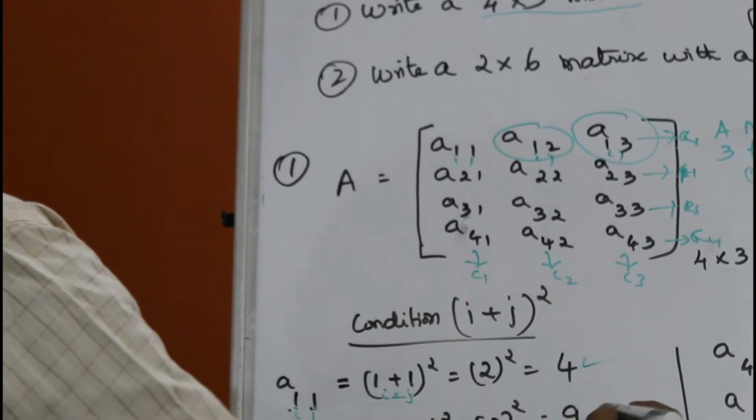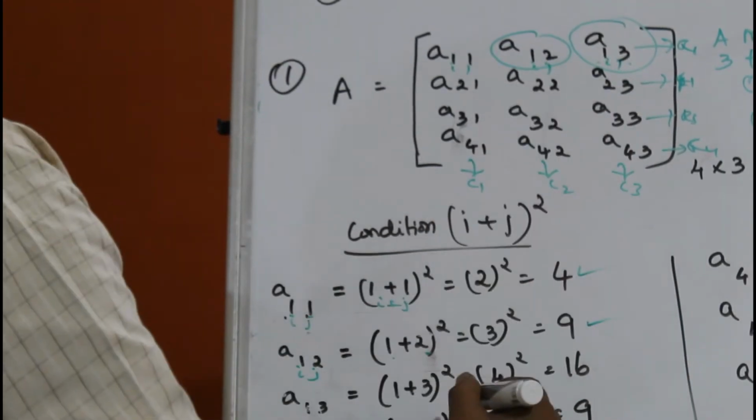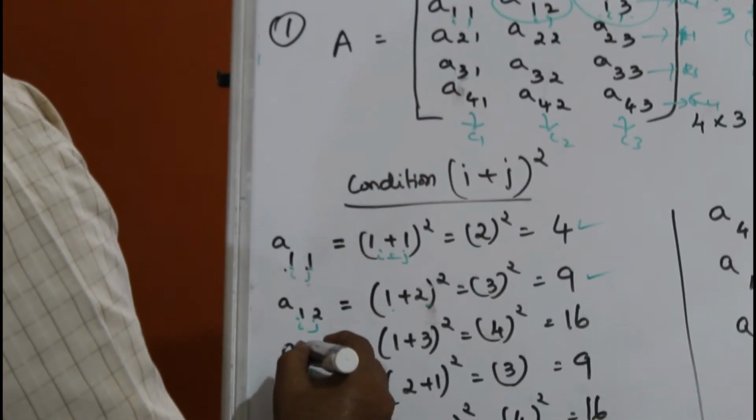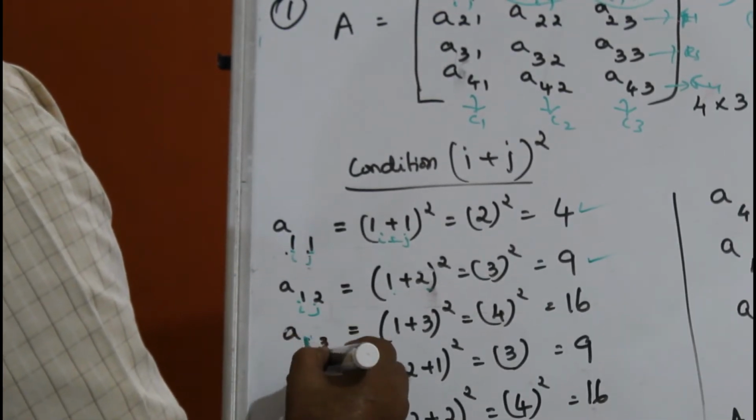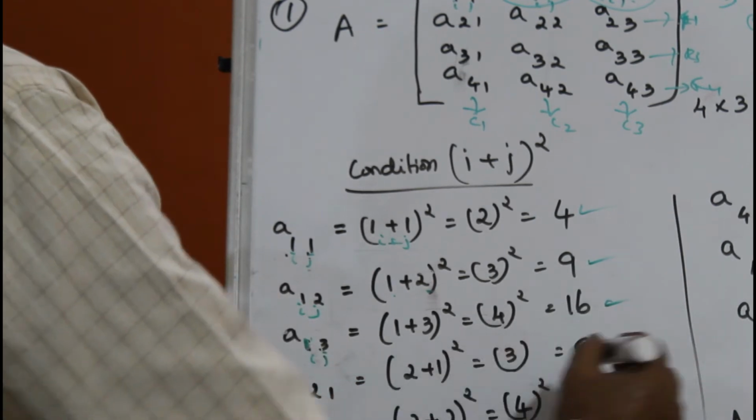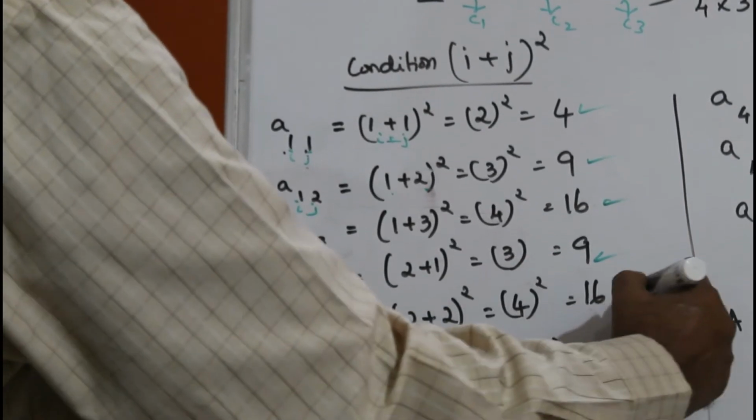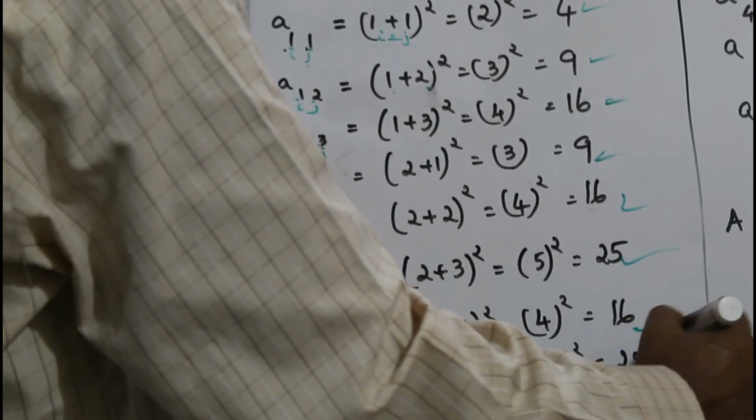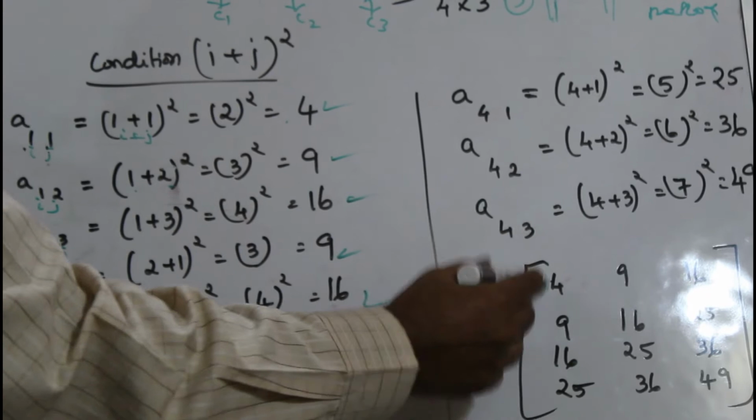So 1 plus 2, 3 is 9. This is 1 plus 3. This is first row, third column, i and j. Okay, 1 plus 3 is 4, square is 16. 2 plus 1, 3 is 9. 2 plus 2, 4 is 16. So instead of a11, you can write this 4.